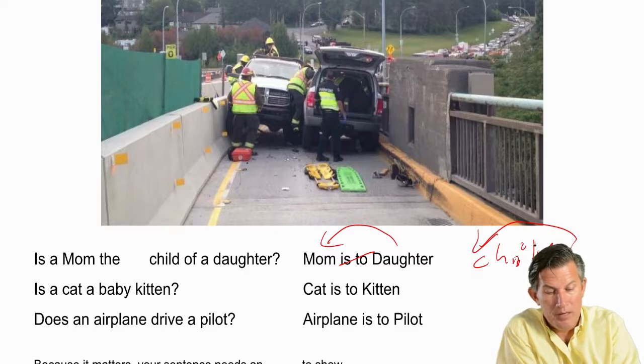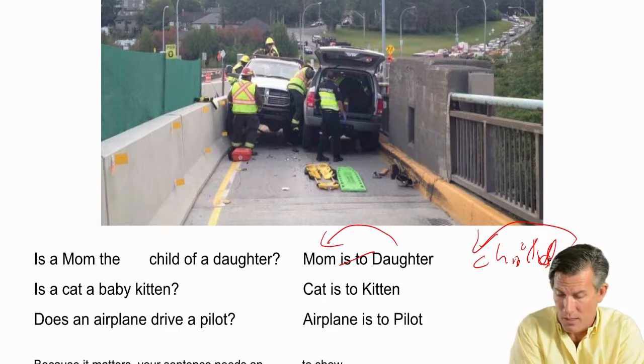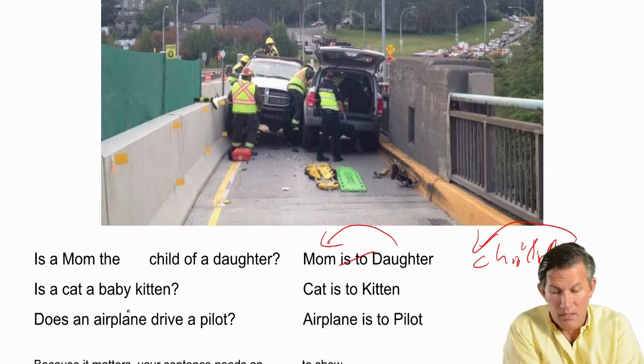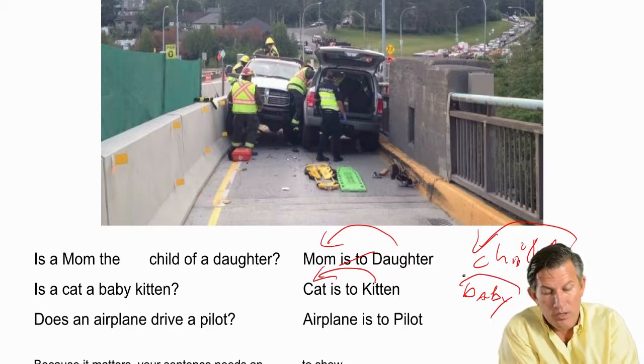Okay, excuse my bad handwriting. It's not a spelling test. It's not a handwriting test. Otherwise, I would fail. Is a cat a baby kitten? If you have baby here, then a kitten is a baby cat. Both are now left-facing arrows. You would draw it here or here.